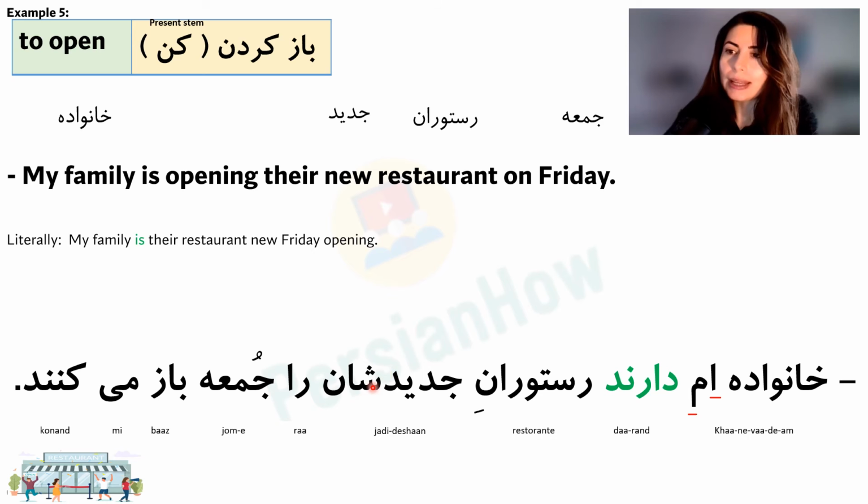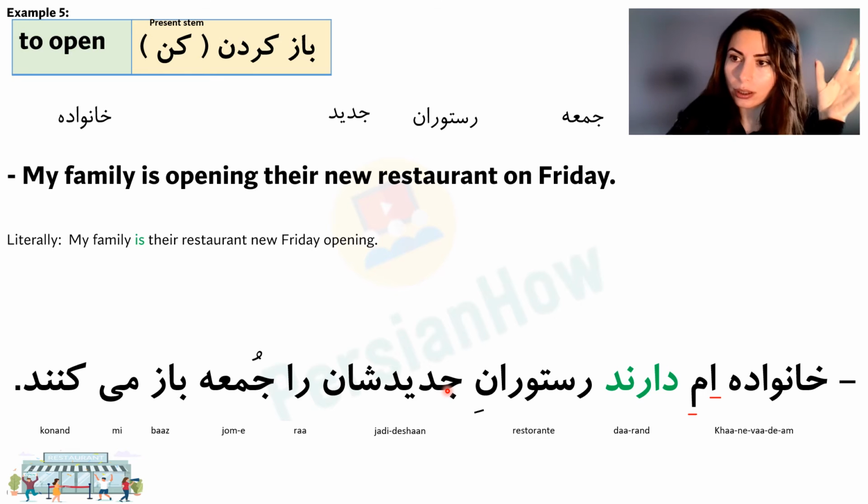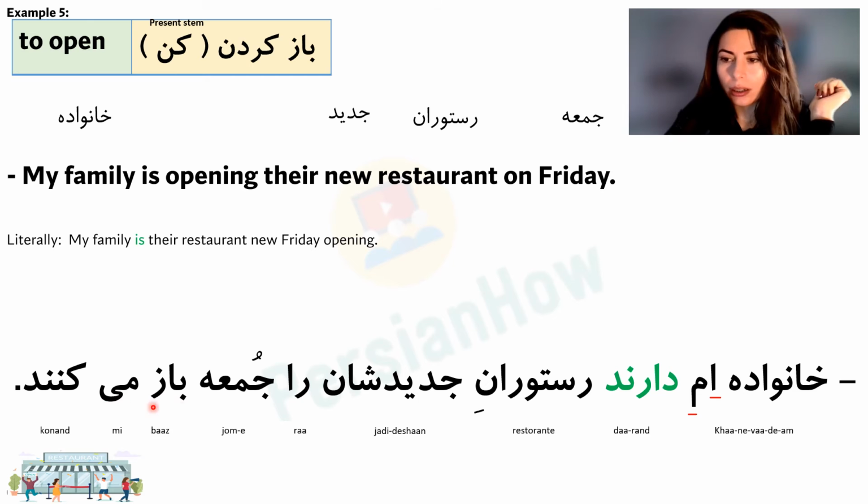So it makes it specific, right? So we have learned this in the lesson about direct object, make it ra. And then also remember the possessive adjective sits on the adjective, not with the noun. So we cannot say restoranshan jadid. It doesn't matter how many adjectives we have, the possessive adjective always sits on the last adjective. All right, I think the rest is pretty clear.